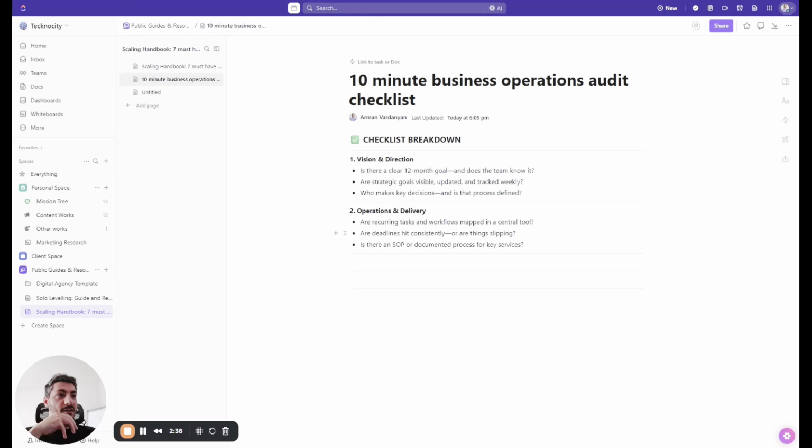The second one: are deadlines hit consistently or are things slipping? If you're not tracking your deadlines and you just have a list of things you need to do, they will end up not being done.